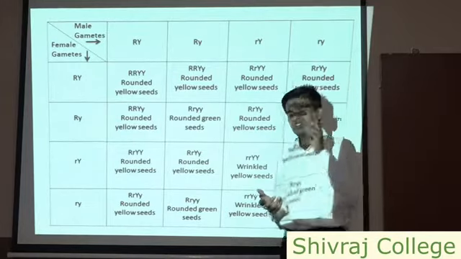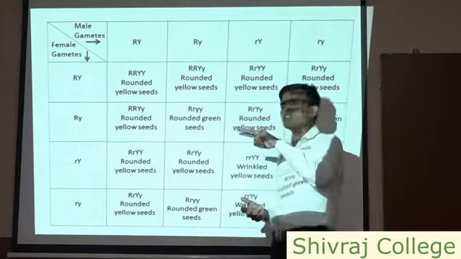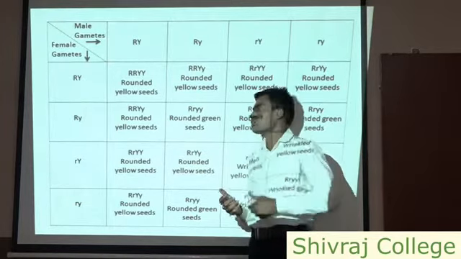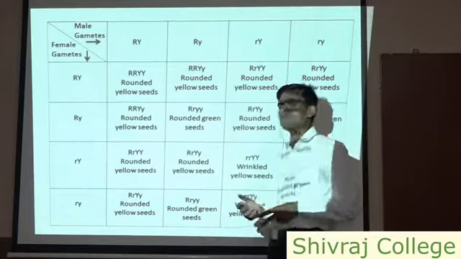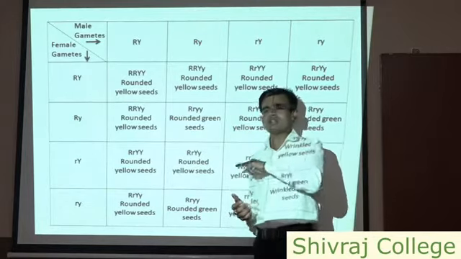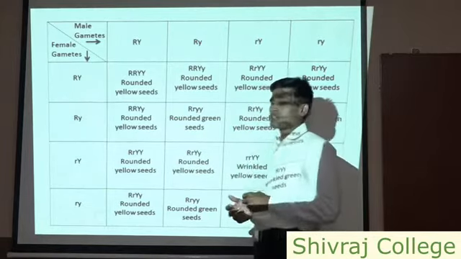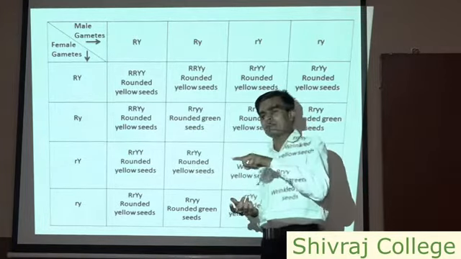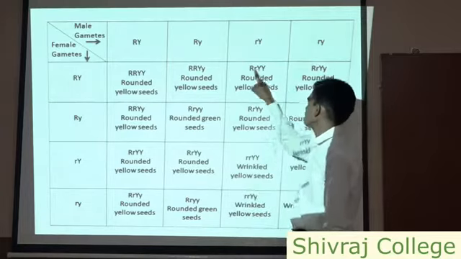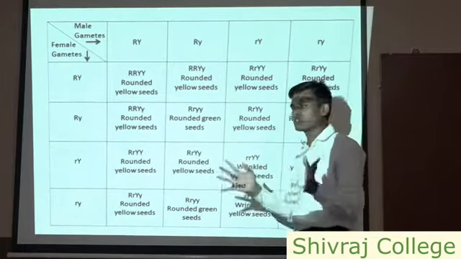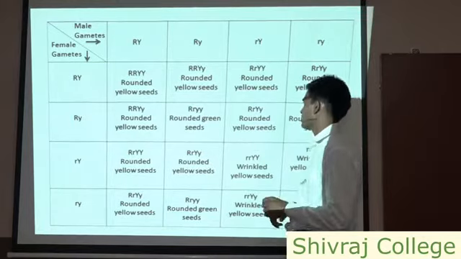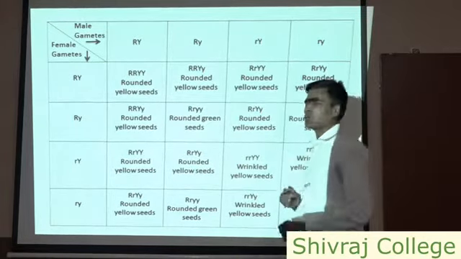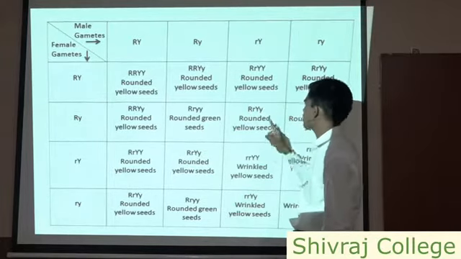When both letters are capital, that is, both are dominant alleles, they express the round shape. Both being dominant for color, capital Y, they are meant for the expression of yellow color. In the heterozygous condition, capital R, small r, they are also responsible for round shaped seeds. Likewise capital Y, small y, the heterozygous condition, is responsible for yellow colored seeds.